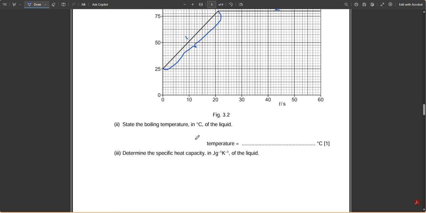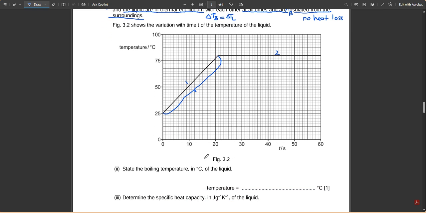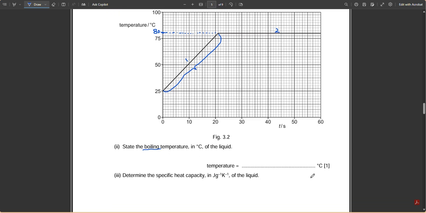State the boiling temperature in degrees Celsius of the liquid. Boiling means change of the state. Change of the state must be horizontal. So this is the second line. Then you just go to the left and look at the temperature. The temperature here is actually 80. Reading the scale is going to be your basic competence, so you really have to do it. And in here you can see the unit is degrees Celsius, and you have to find it in that unit, right? No need to convert. So just write 80.